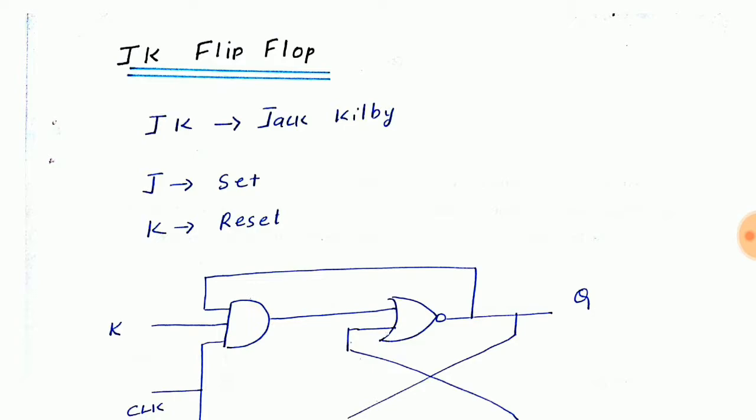Toggle operation means, say for example, if my present state is 1 and my J and K are 1 1 respectively, then the output, that is the next state, will be 0. That is, the present state is being changed to 0. That is the toggle operation.